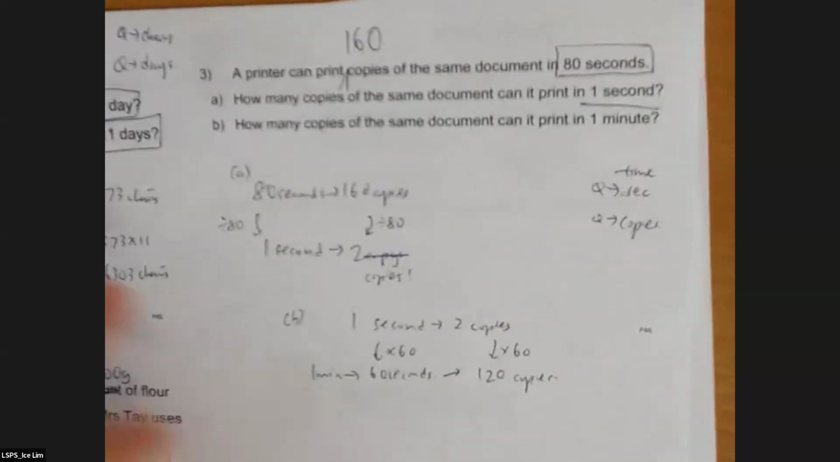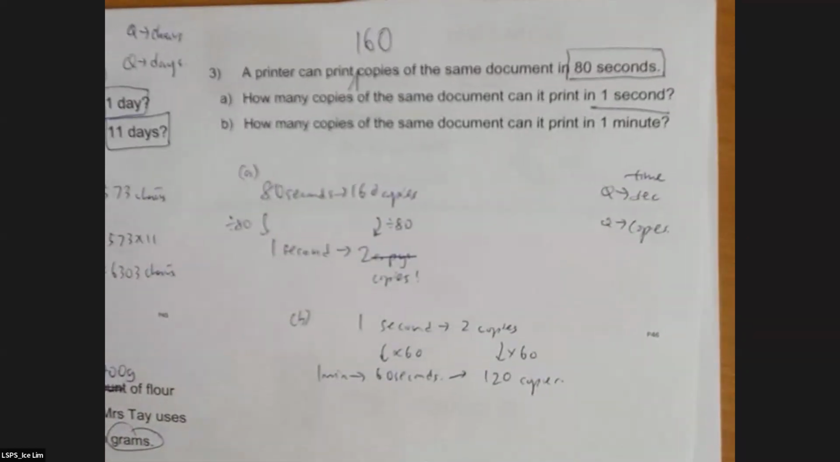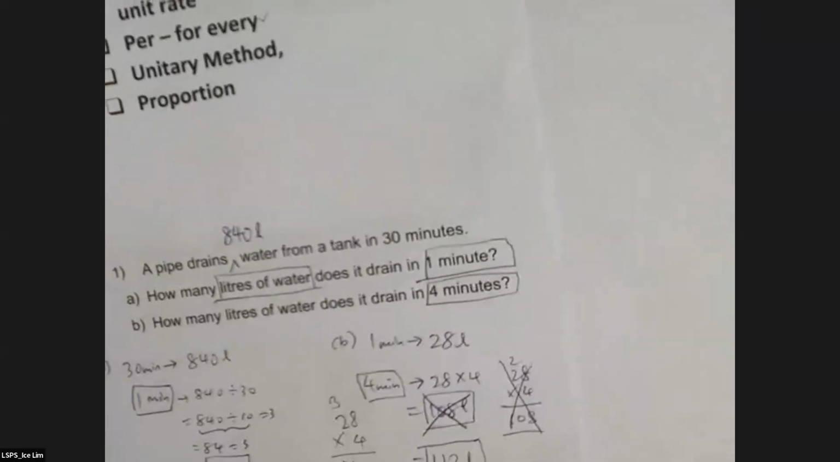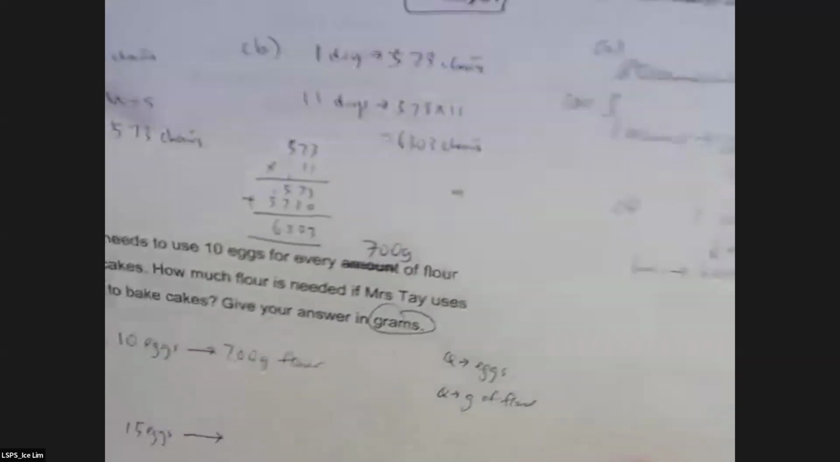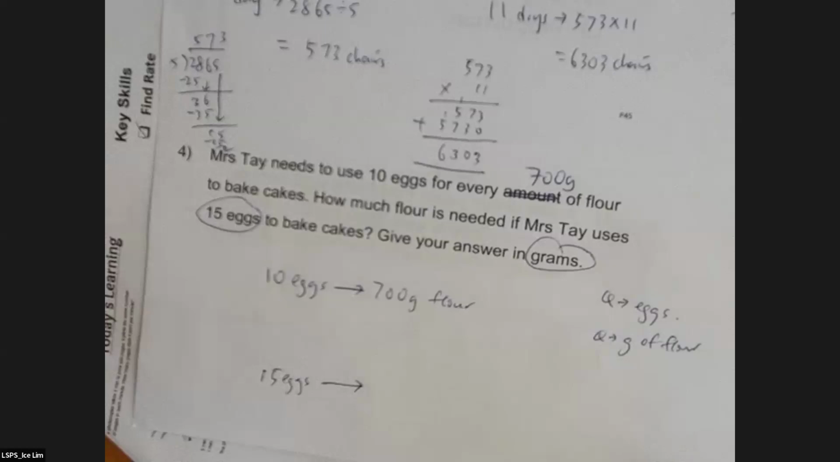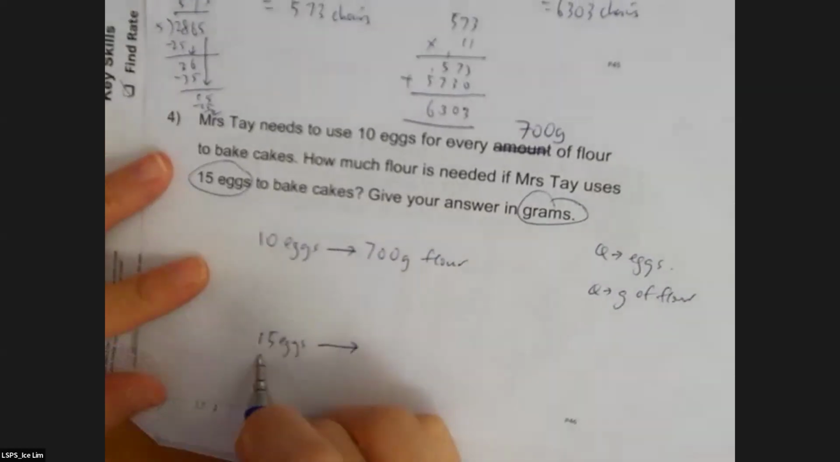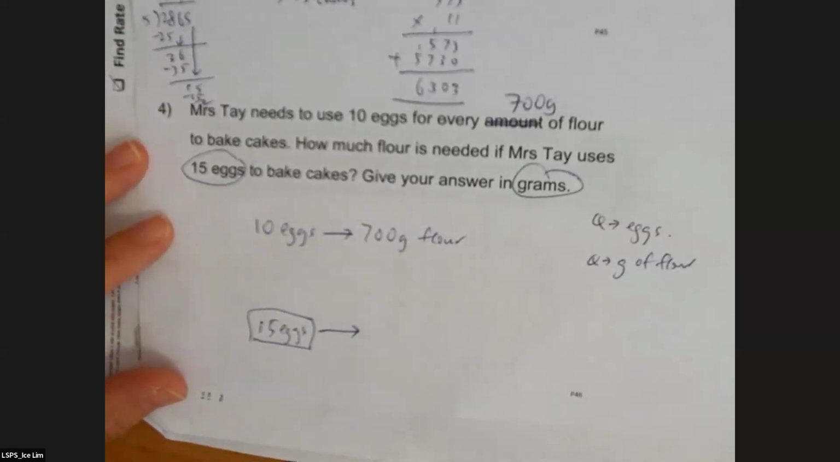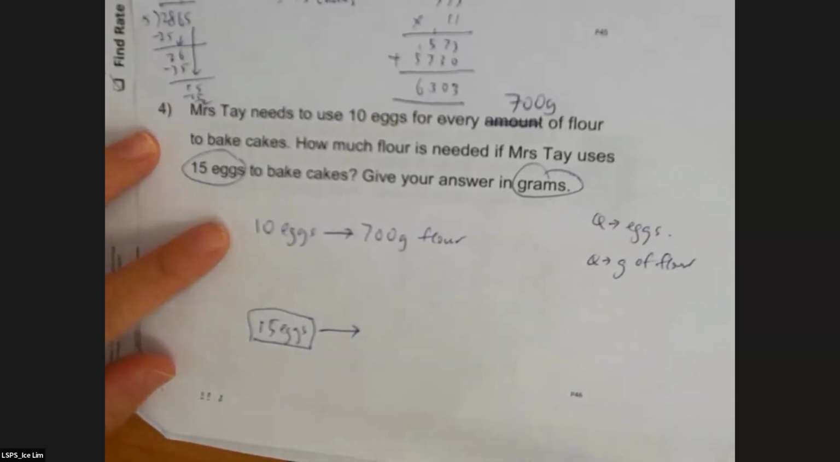Can you notice the previous questions? Previous questions, what would step A always ask you to do? Always want to find one first. 1 day, 1 second, and then the other 1 minute. This one, it didn't tell you to find 1 egg. So it tells you immediately to answer for 15 eggs. So for this question, it's a little bit more difficult because you must think of how to get to 1 egg.